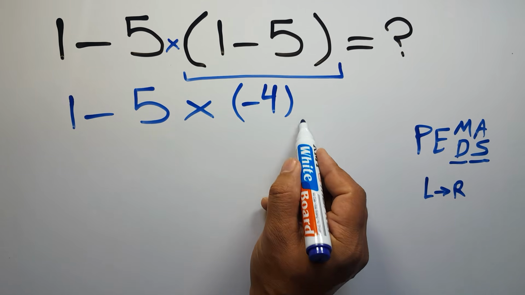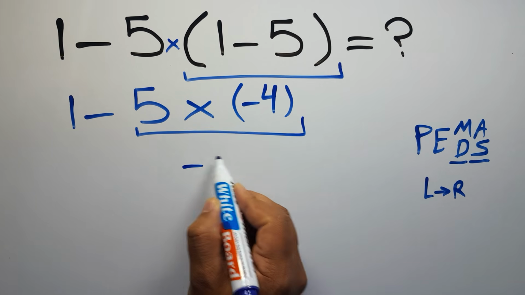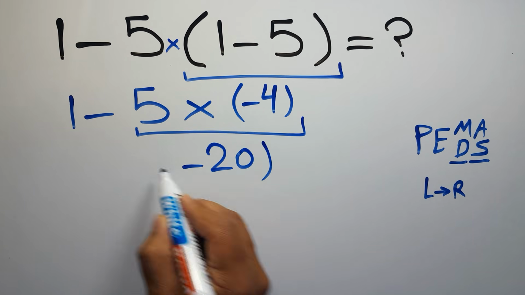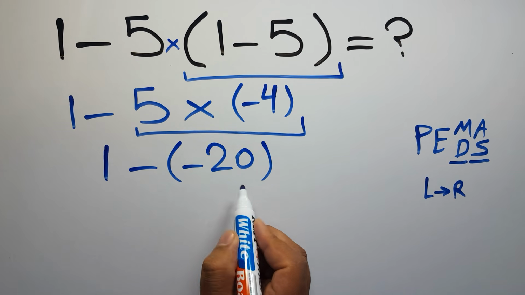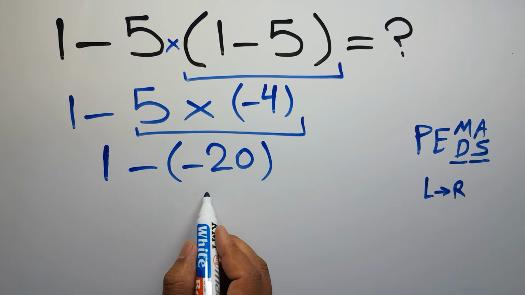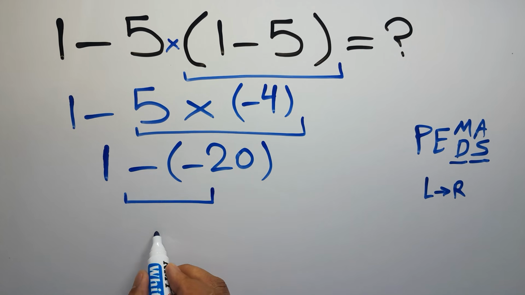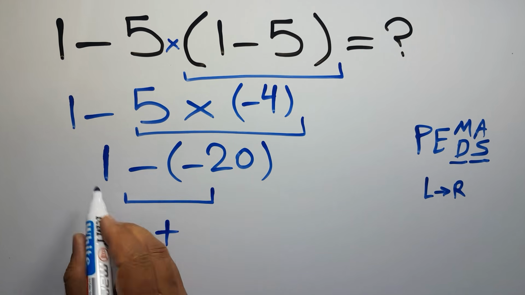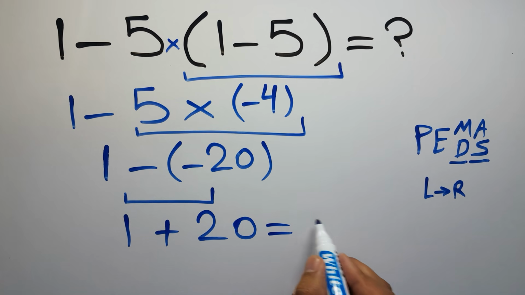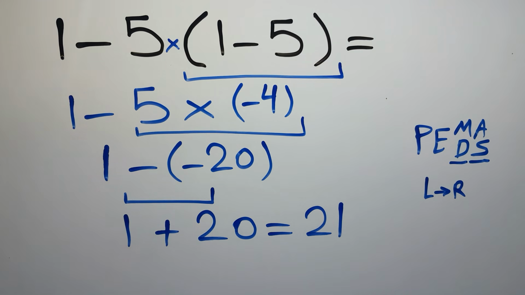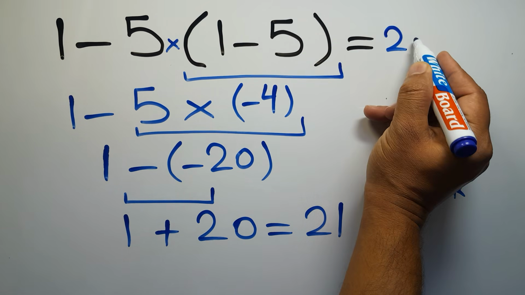5 times negative 4 gives us negative 20. So we have 1 minus negative 20. Now, negative times negative gives us positive. So we have 1 plus 20. 1 plus 20 gives us 21, and this is our final answer to this problem. The correct answer is 21.